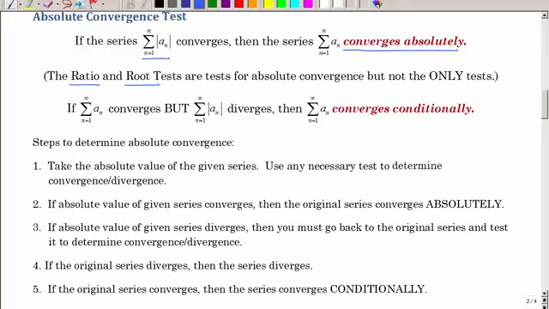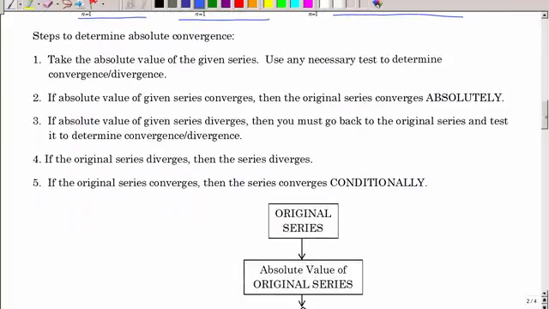And so that is why I cover the ratio and root test before I get to absolute convergence. But let's continue. The confusing part is that if the series converges but the absolute value of the series diverges, then we say it converges conditionally. So I have two approaches here. I have words and I have a picture. The first thing is you want to take the absolute value of the given series and use any necessary test to see if it converges or diverges.